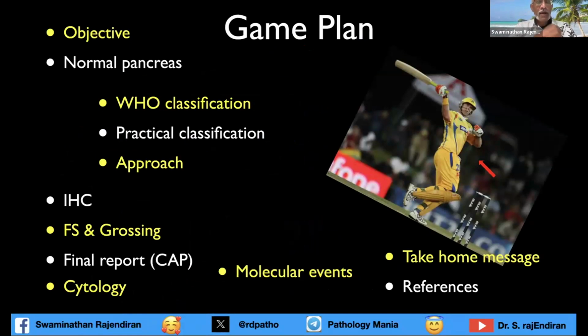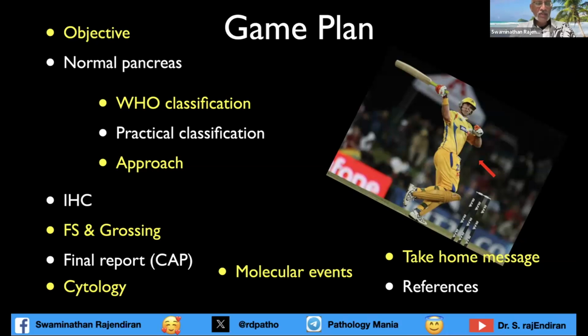We will go through the normal pancreas, because knowing the anatomic location and the histology is very important to understand pancreatic pathology. Then we will go through the WHO classification and, more importantly, the practical classification and how to approach pancreatic lesions. We will see the IHCs used in pancreatic pathology, how to do frozen section, and briefly on grossing, what points we have to include in the final report according to the CAP protocol.